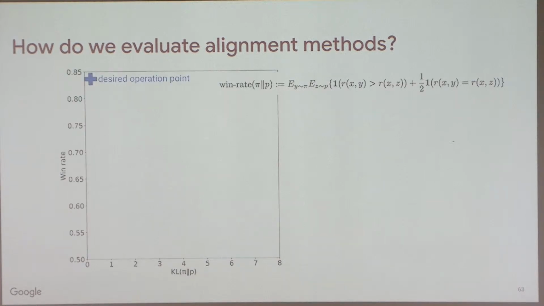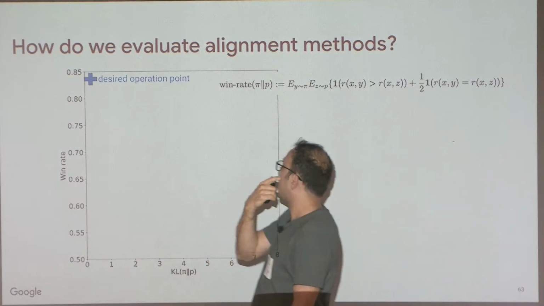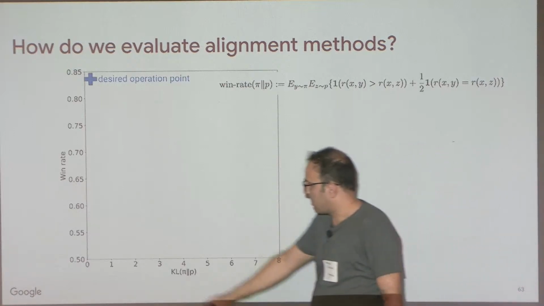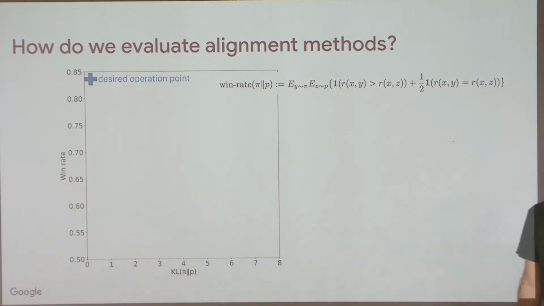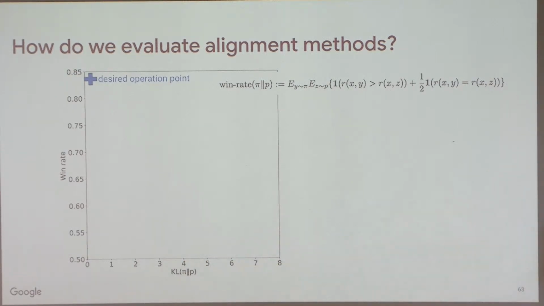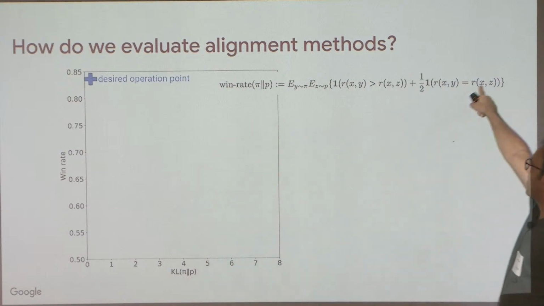So we're going to do a very, very simple evaluation. The simple evaluation that we're going to keep seeing on these slides is going to be: the x-axis is the KL divergence between the new model and the old model. So we want this to be low. And the y-axis is what's called the win rate against the base model. I'm mathematically defining it here.